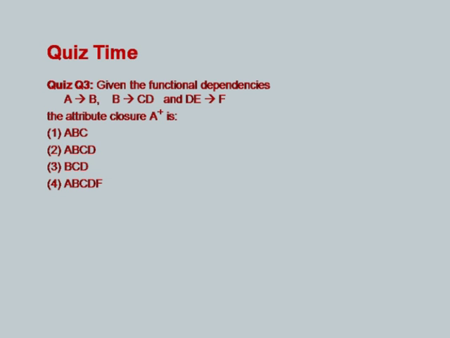So meanwhile, let us continue with the question. Let's understand what it is. So I have three functional dependencies. A determines B, B determines CD, and DE determines F. So the question is, what is the attribute closure A plus? Is it ABC? Is it ABCD? Is it BCD or is it ABCDF? Those are the options. How do you do this? Well, just compute attribute closure using the algorithm I just showed you and do it on paper and keep your answer ready.